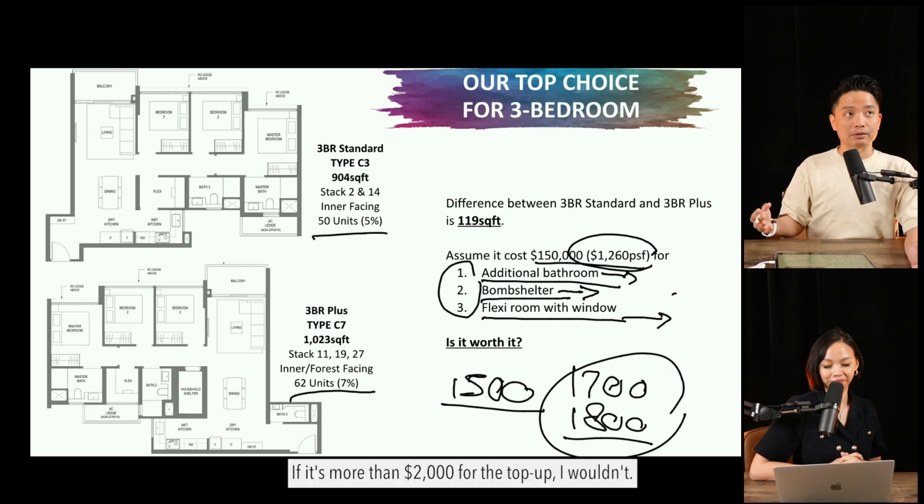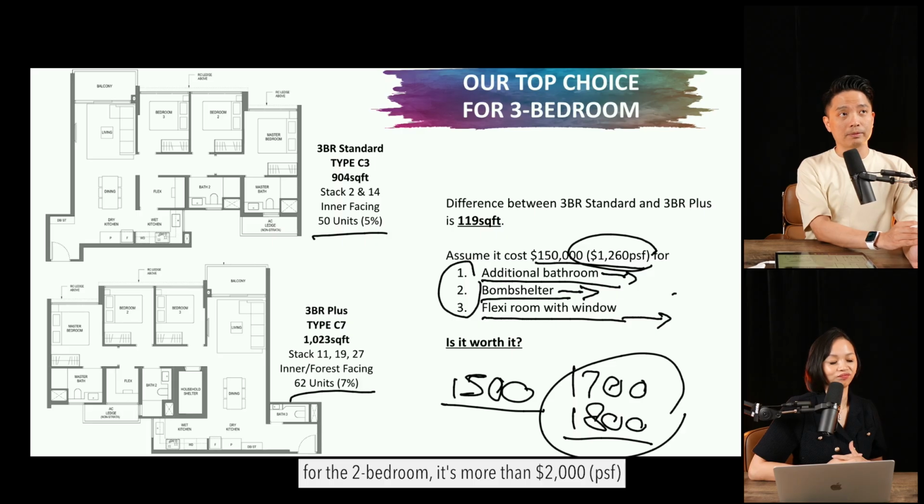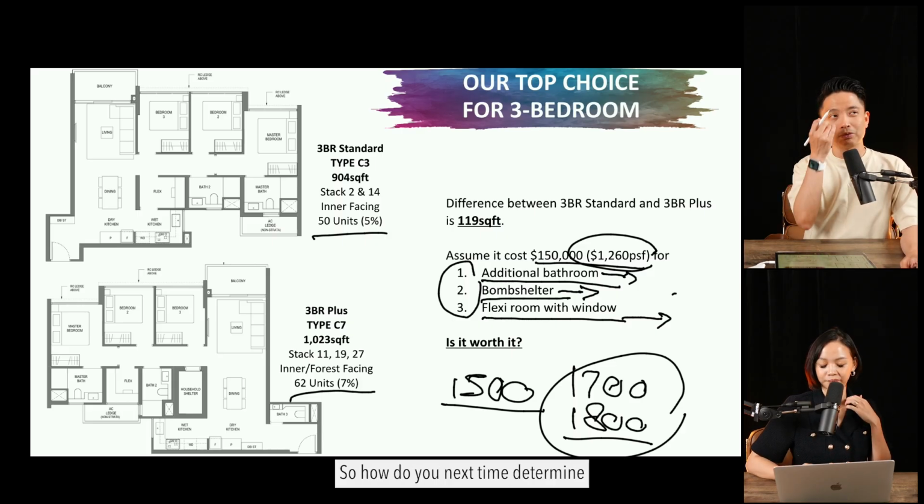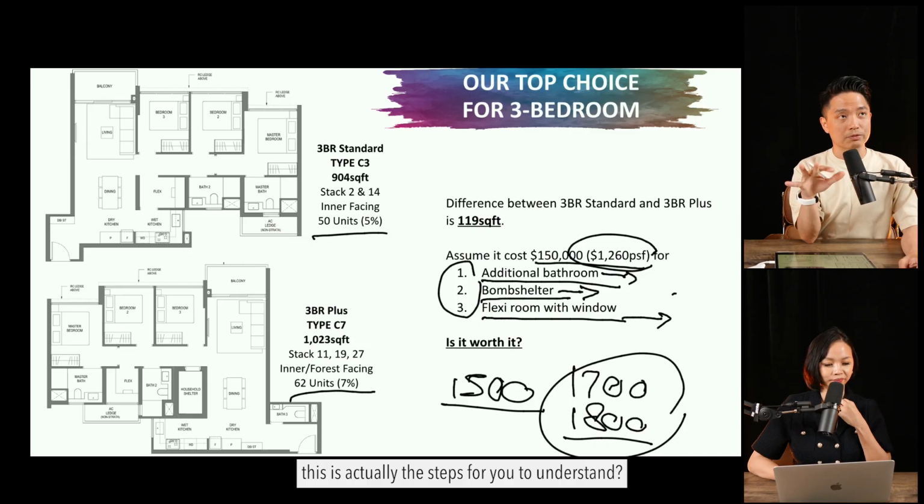If it's more than 2,000 for the top up, I wouldn't. But just now, for the 2-bedroom, it's more than 2,000, but with these 5 pointers, it's very clear. So how do you next time determine? These are actually the steps for you to understand.